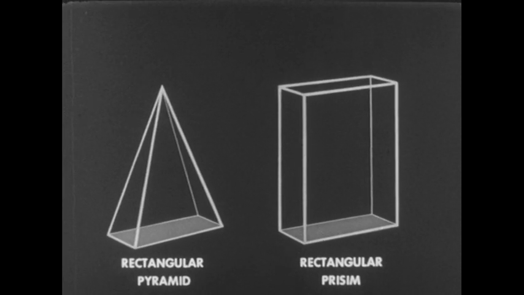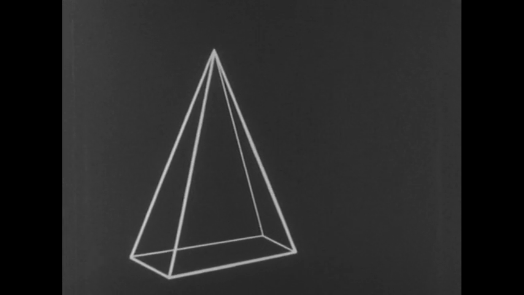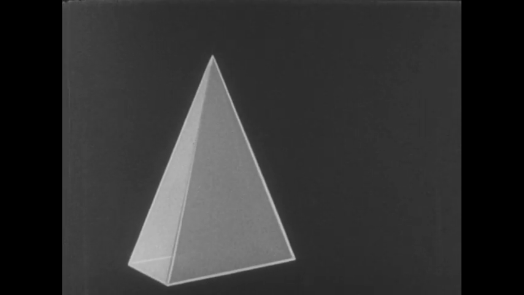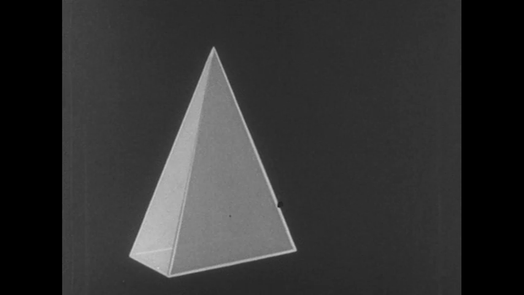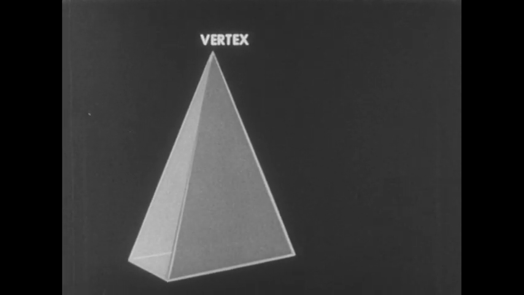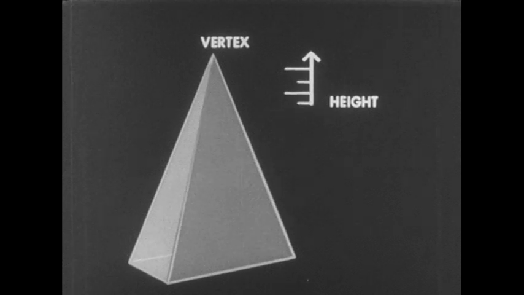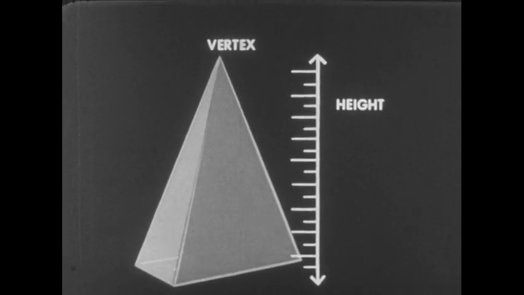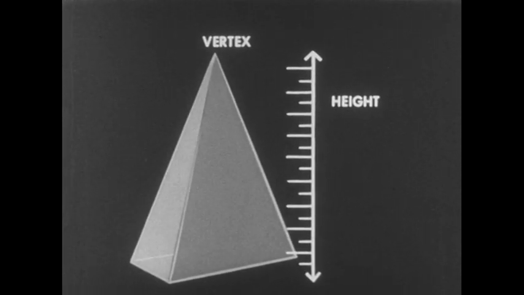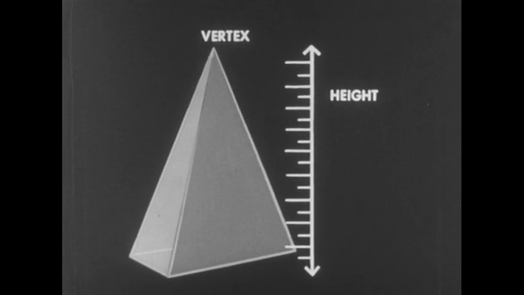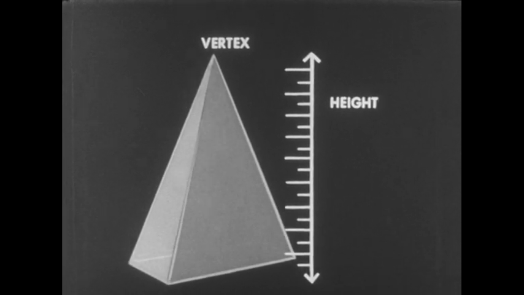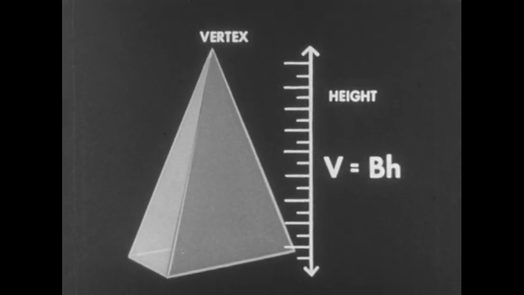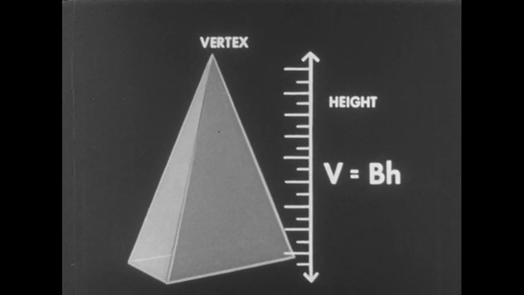The shape of such a pyramid is largely determined by the shape of its base. The faces of a pyramid are triangles, all of which meet at a given point called the vertex. The dimension we call height is measured from the vertex along a line perpendicular to the base. Once we know the number of linear units in the height and the number of area units in the base, we then can apply the formula V equals BH.